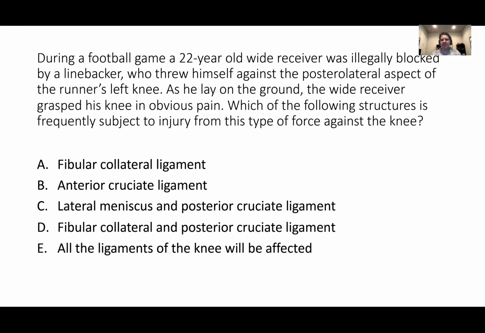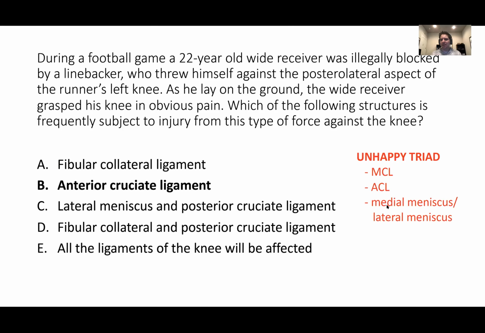All right, so this is a classic situation. It's usually some sort of sports injury here. A player, the defender, hits the wide receiver on the lateral aspect of his leg. So this is typically called the unhappy triad. These are often injured together. Some people say the unhappy triad includes the medial meniscus, some say the lateral meniscus. Either way, the unhappy triad includes the MCL, the ACL, and either the medial meniscus or the lateral meniscus, right?